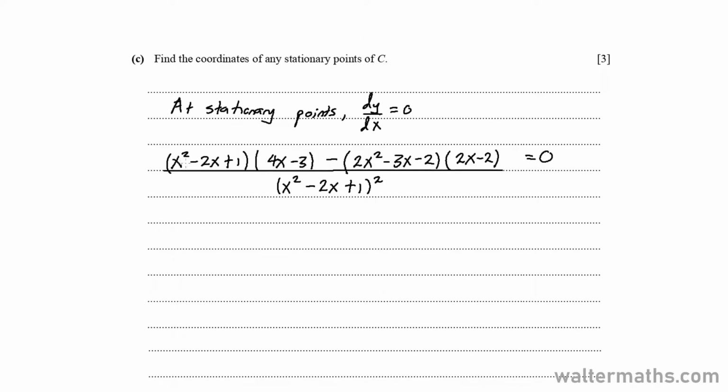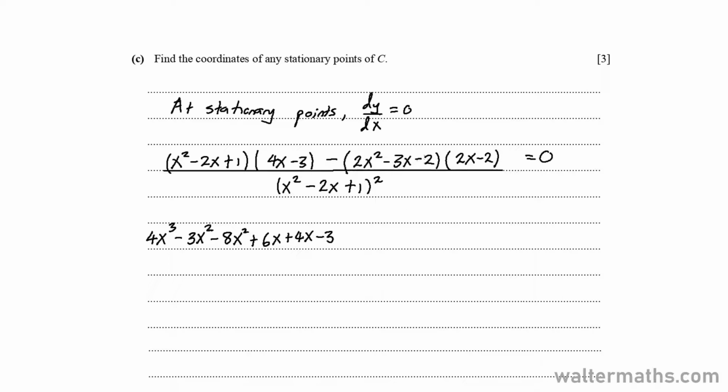Now we can simplify the numerator. Expanding the brackets, I'll multiply x squared by the second bracket here, so I'll be having 4x cubed minus 3x squared. Then I'll multiply minus 2x by the second bracket, so that'll be minus 8x squared, and that's plus 6x. Then I'll multiply 1 by the second bracket to get plus 4x minus 3.